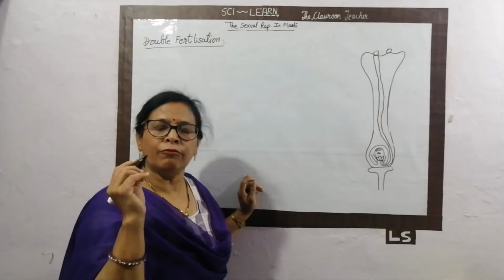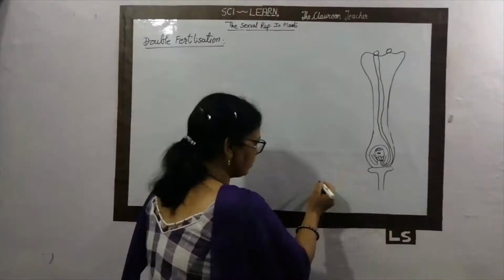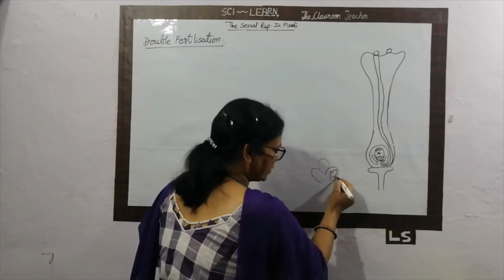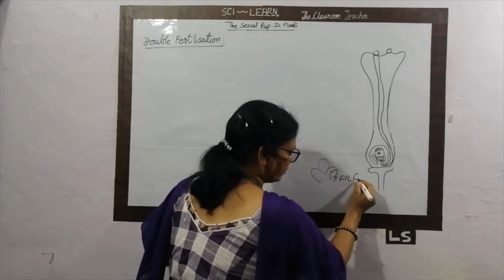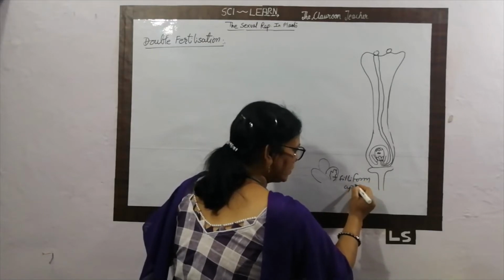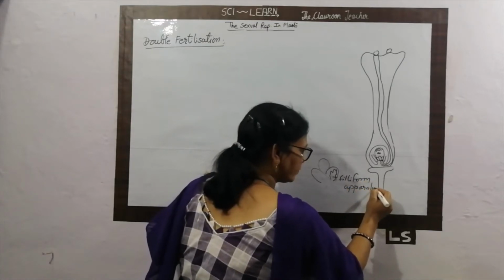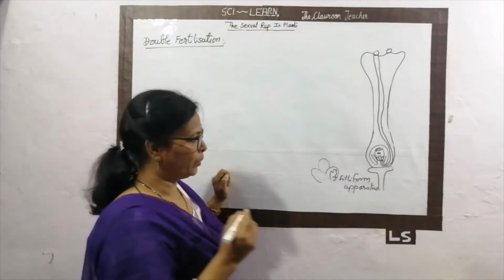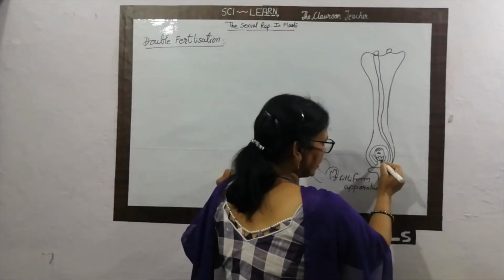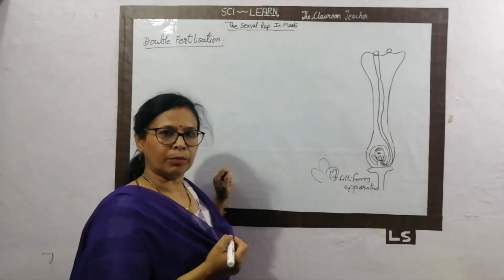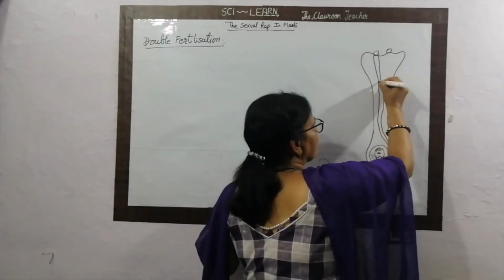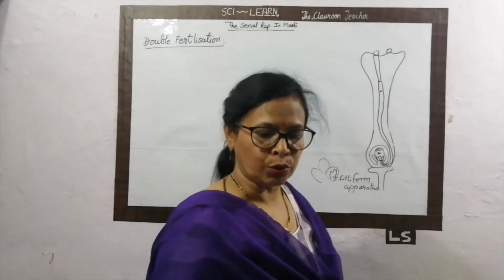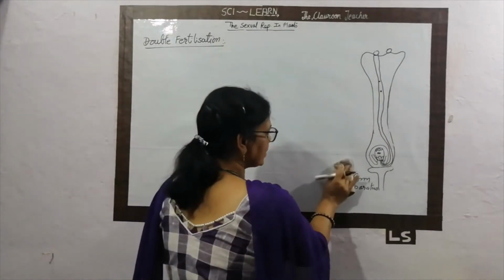In the synergids, some filiform apparatus is present. Remember, this filiform apparatus guides the pollen tube to enter inside the embryo sac, and the pollen tube enters inside the embryo sac. The male gamete, which travels through this, divides mitotically to form two nuclei. Two male nuclei are there.